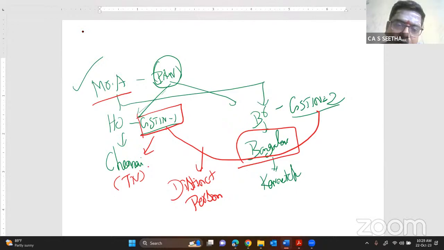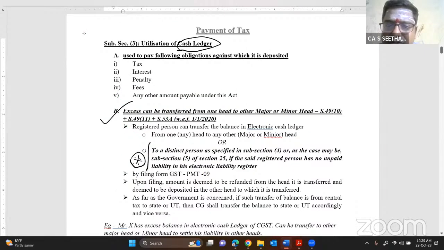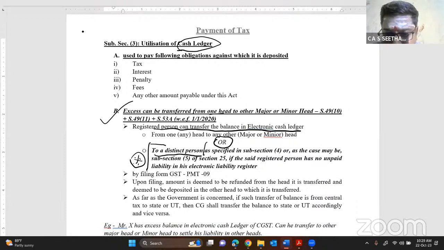Everybody comfortable, my dear? So that is with respect to the distinct person, a very important amendment. Once you read this, you will understand. Excess balance can be transferred from one head to another. Or you can also understand that a registered person can transfer the balance in the electronic cash ledger to a distinct person as specified in sub-section 4 or sub-section 5.